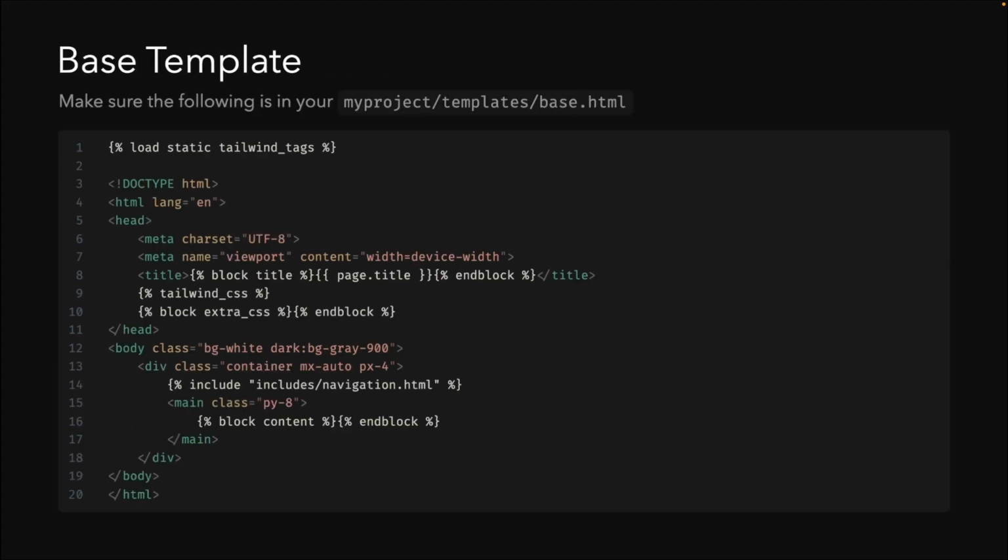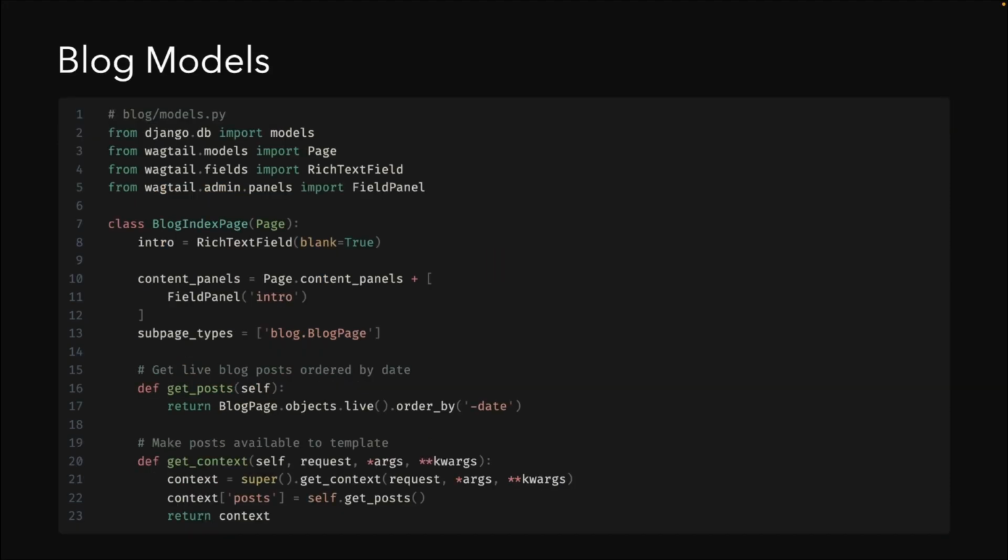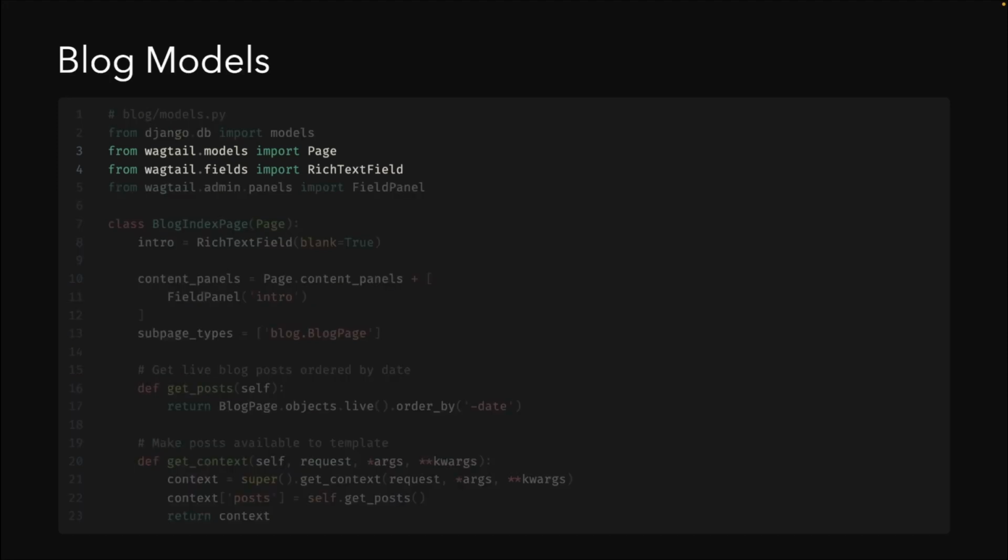The base template provides the foundation for all pages. Note how we use template inheritance and blocks for flexibility. The blog index page serves as a container and listing page for blog posts. Here we'll import the Wagtail page model and rich text field.